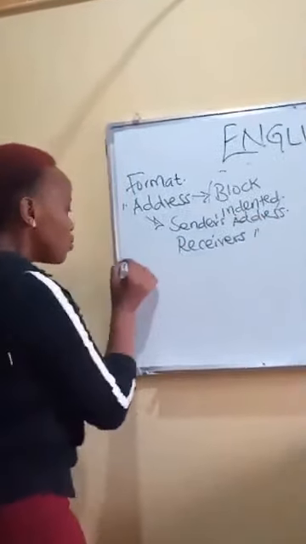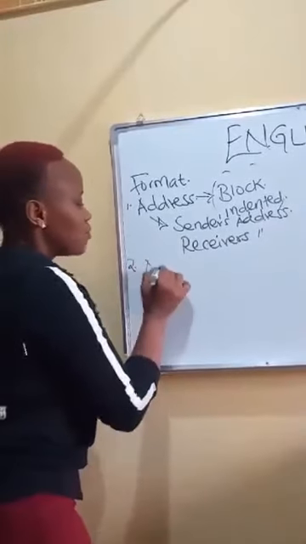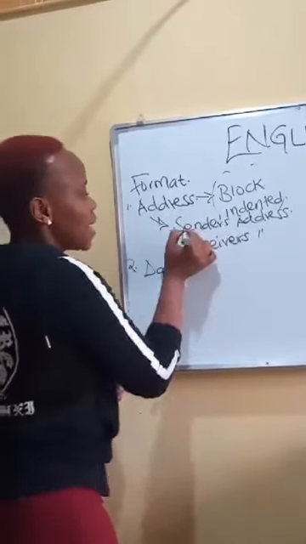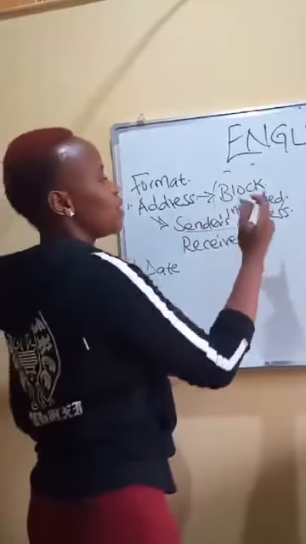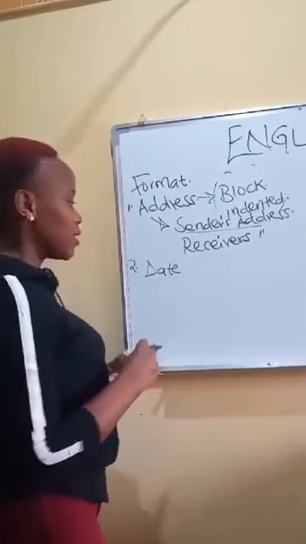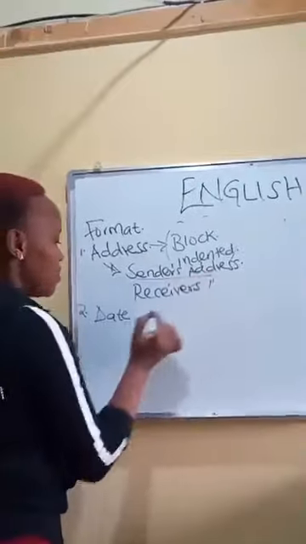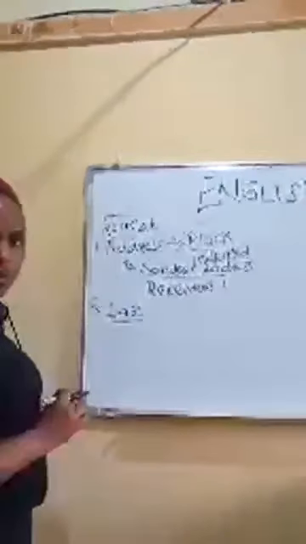Now, number two, you have to indicate the date below the sender's address. Assume you're doing the block method. Whichever method you're going to use, the block method or the indented format, you must indicate the date. That is the next thing.